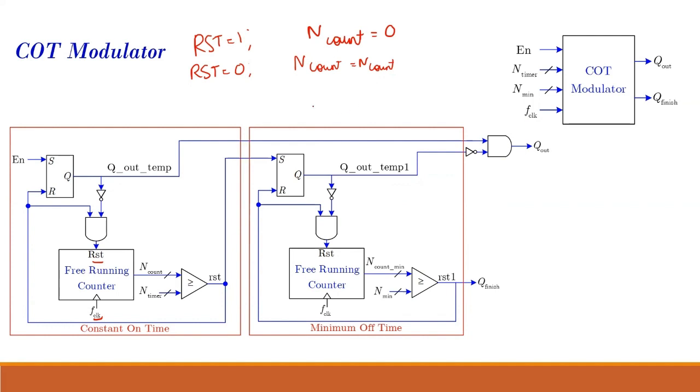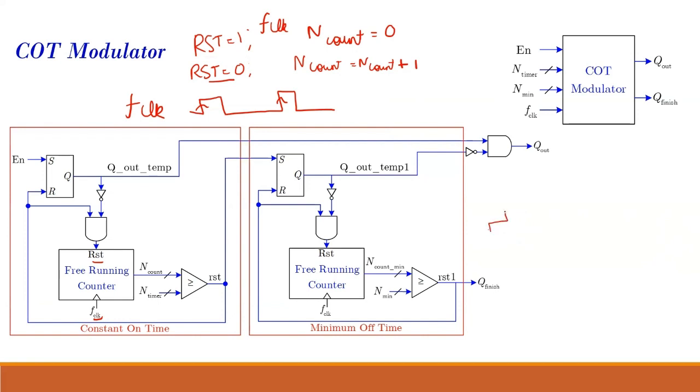Then when reset is 0 and you get a clock signal, this is my F clock. When this F clock signal comes, you must increment the value of your counter. So there are 2 things. If my reset is 1, even if F clock comes, it will maintain the value of end count to be 0. But if my reset is 0, it will hold the value of end count, and when my clock signal comes, it will increment the value of end count. So that is a free running counter.